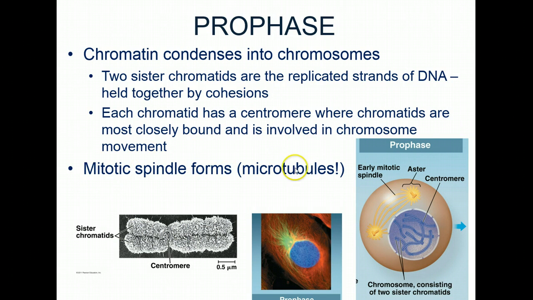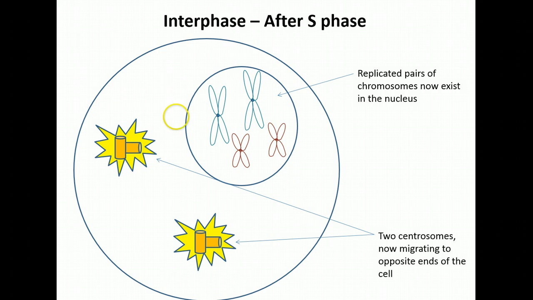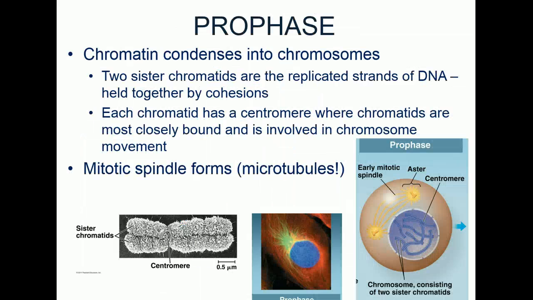Let's see, we also see in prophase, in addition to the chromatin condensing, that the mitotic spindle forms. So again, if we look back, remember we saw these centrosomes that were replicated, and the centrosomes move to opposite ends of the cell, and they start extending microtubules, which are a type of protein. And those microtubules stretch out across the cell. Some of them are going to make attachments to the chromosomes, and some of them are just going to kind of stretch out across the cell. But we call this entire structure of the centrosome and those microtubules the spindle, or the mitotic spindle. And so that spindle is going to form in prophase as well.